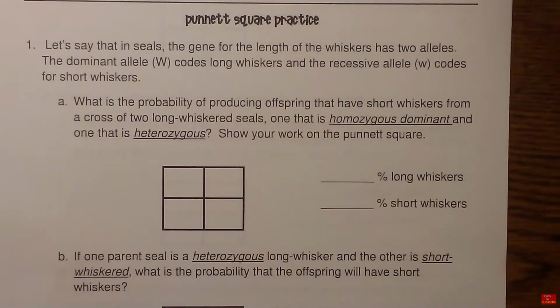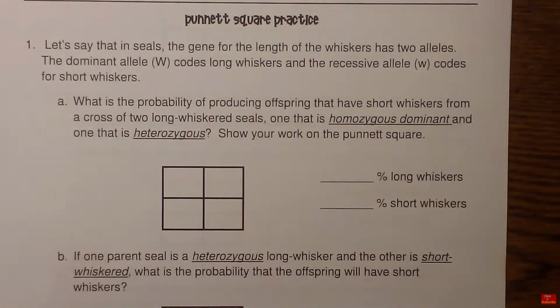This first problem says, let's say that in cells, the gene for the length of the whiskers has 2 alleles. The dominant allele, capital W, codes for long whiskers, and the recessive allele, lowercase w, codes for short whiskers. What is the probability of producing offspring that have short whiskers from a cross of 2 long whisker cells? One that is homozygous dominant and one that is heterozygous.